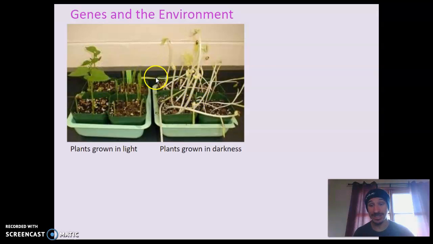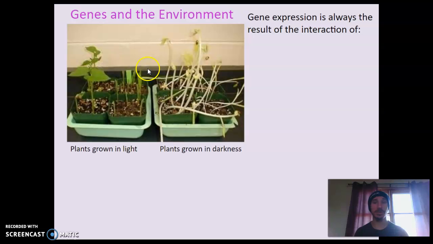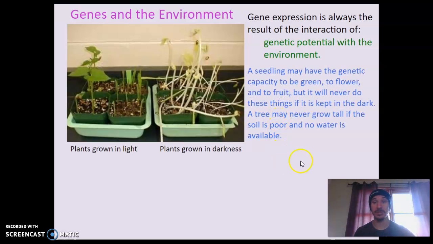They look drastically different. So gene expression is always going to be the interaction of genetic potential with the environment. Now we have so many genes that make us up, right? But it's our environment that will dictate the expression of some over others. And I described this genetic experiment here. A seedling may have the genetic capacity to be green or to have flowers and fruit, but will never do these things if it's kept in the dark without exposure to sunlight. Just like a tree may never grow tall if the soil is poor or water is unavailable.